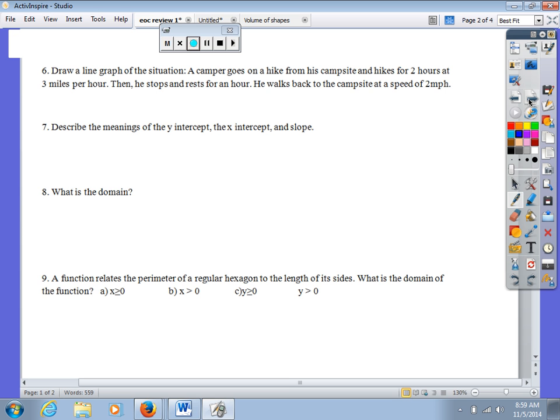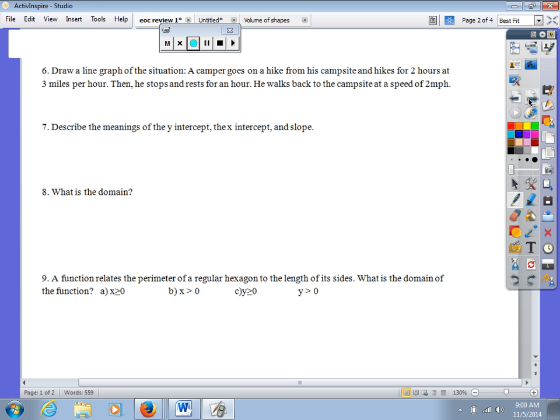Let's look at number 6. Draw a line graph of the situation. A camper goes on a hike from its campsite and hikes for 2 hours at 3 miles per hour. What does 3 miles per hour mean? What's the word per indicate? Which means that is the slope. It's the slope.